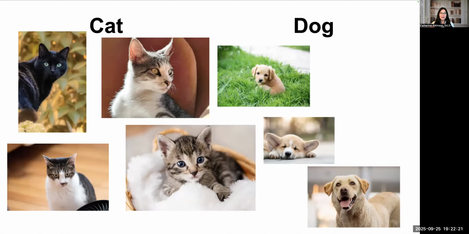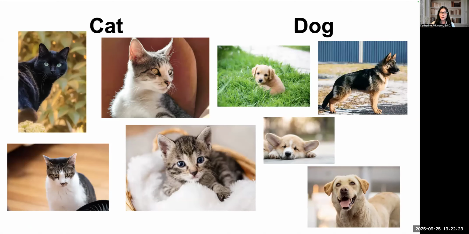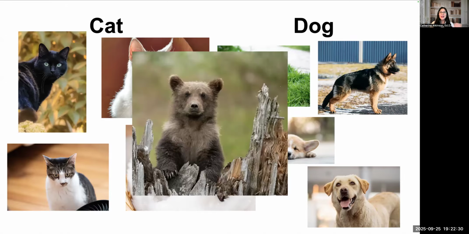So it's learning the different breeds of dog, what a puppy might look like, what a German Shepherd might look like. And then when you're still doing the training, you want to add in another variable. So this one might be, well, if you're looking on the screen, this is a bear, right?